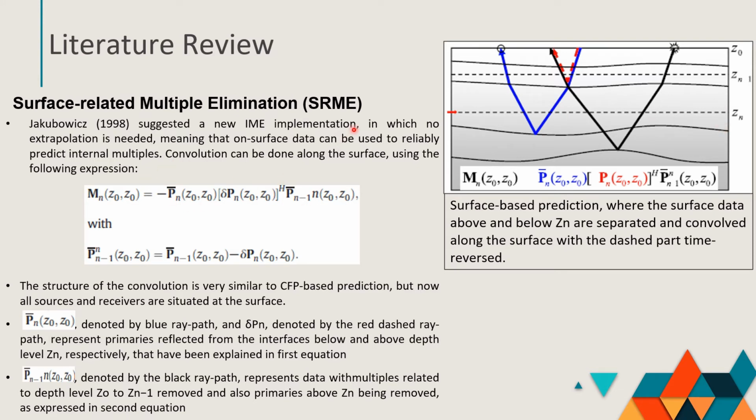The second one, Pn-1, denoted by the black ray path, represents data with multiples related to the depth levels Z0 to Zn-1 removed, and also primaries above Zn removed, as exposed in the second equation. Based on this, the surface data above and below Zn are separated and convolved along the surface, with the dashed part time reversed.